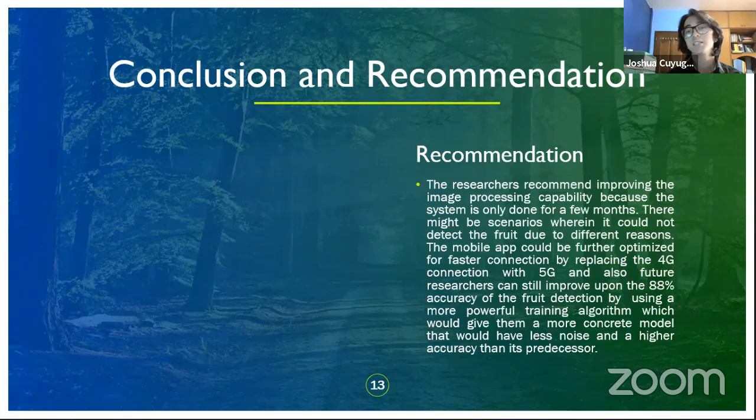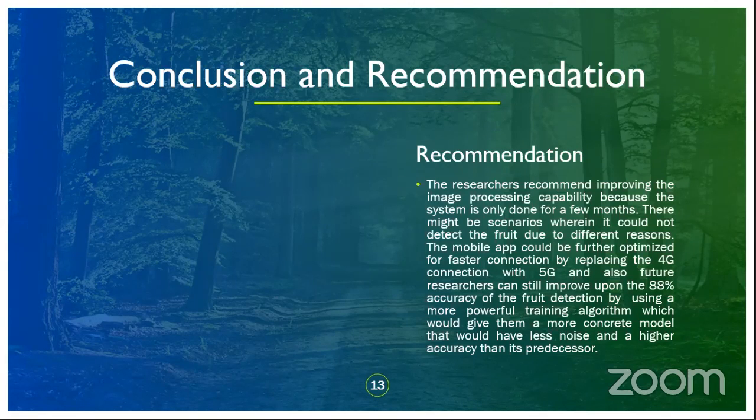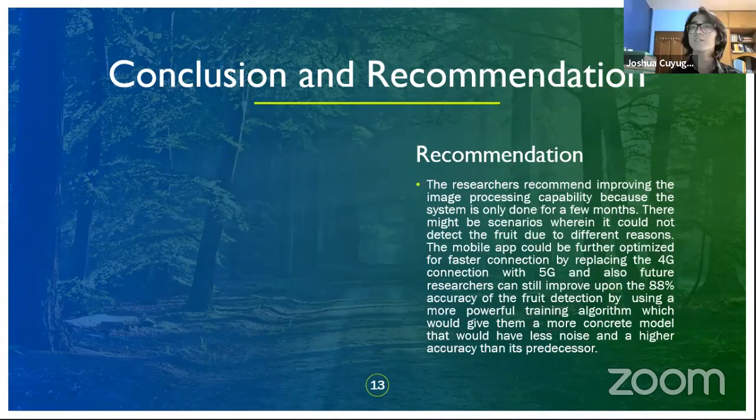Now, for further recommendation, since 4G is the current fastest connection, and since 5G has already arrived, we can safely say that they can use 5G to make the connection seamless and without any lag. Then they can also improve the image processing model by using a more dependable or more complicated way of training the algorithm, such as TensorFlow, or by providing more accurate strings of data and a larger amount of data.